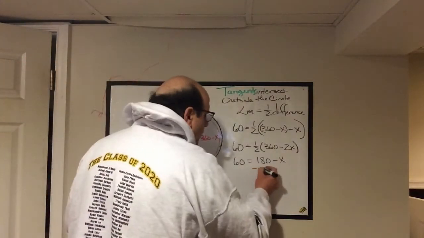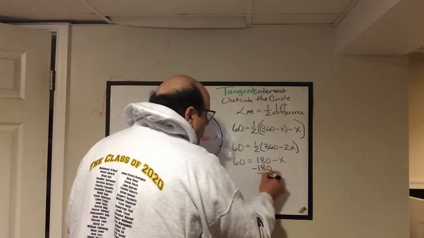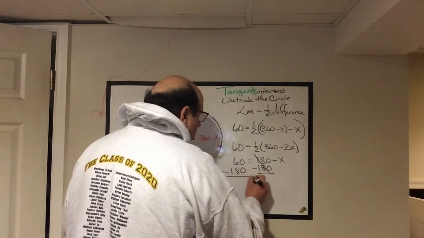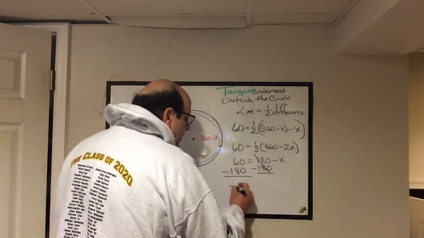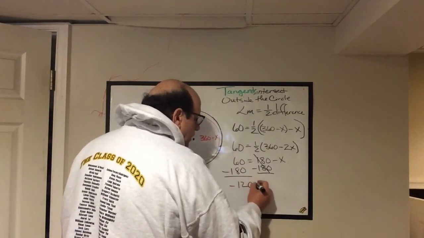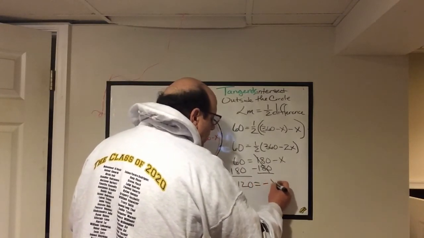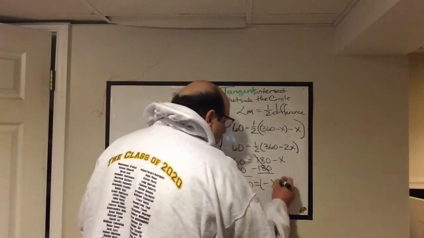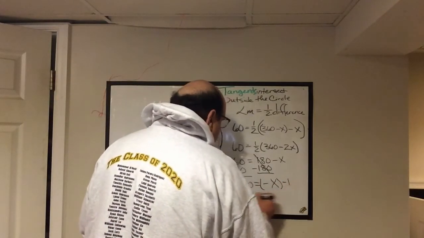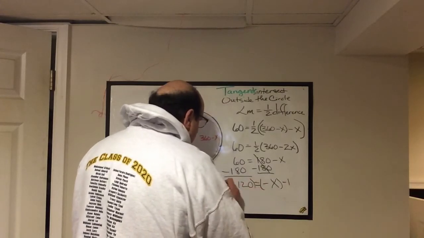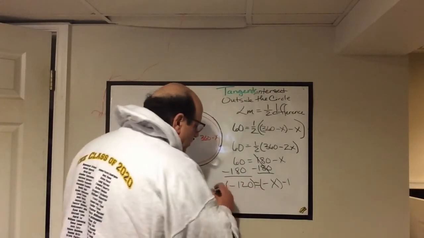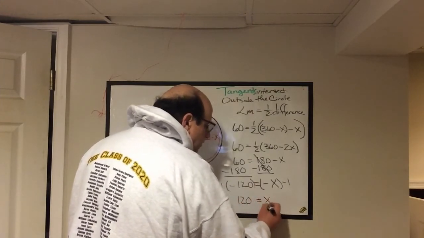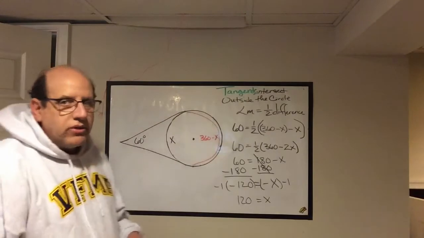I'm going to subtract 180 from both sides, minus 180, and this ends up being negative 120 is equal to negative x, or minus x. Well, if I multiply both sides by -1, so I can get rid of my negative, because no one likes a negative variable. We always want to be positive in mathematics. And so we have 120 equals x. And that's the way to solve those.